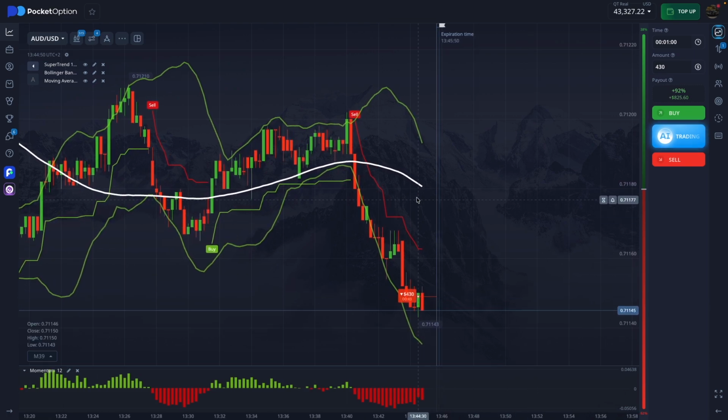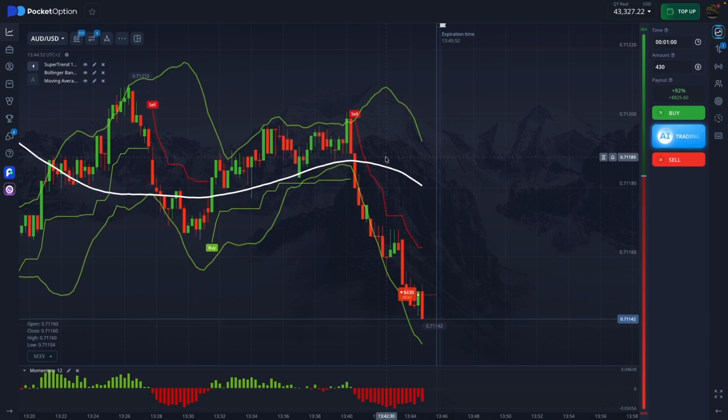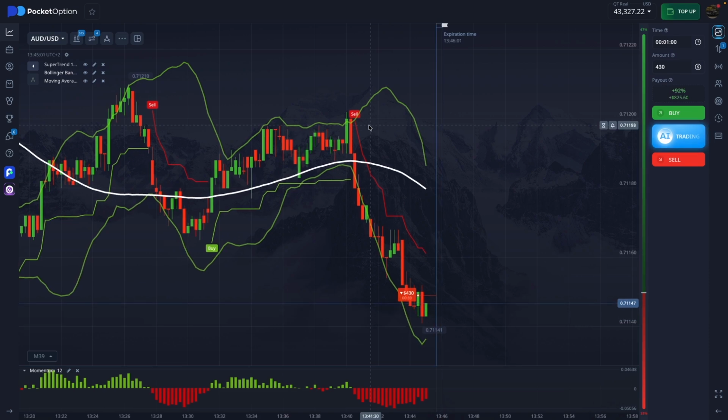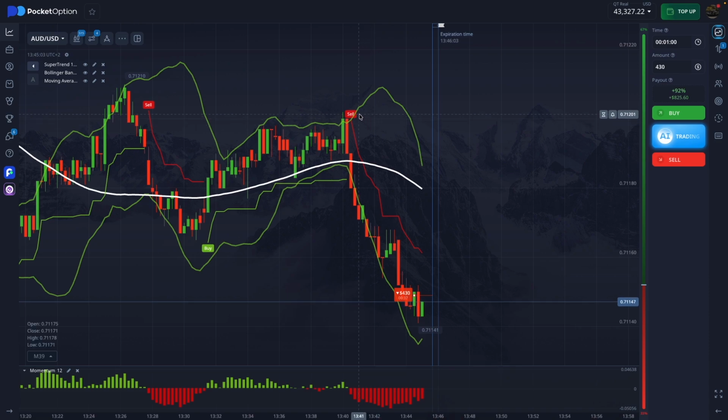So, first of all, when I opened this chart, I looked at what signal the Super Trend indicator was currently giving. And I saw that there was an active sell signal. So, I'm considering a situation where I can enter a down trade.